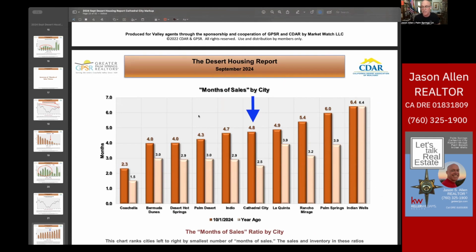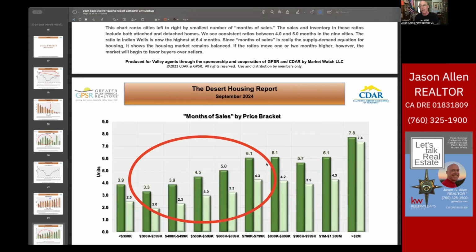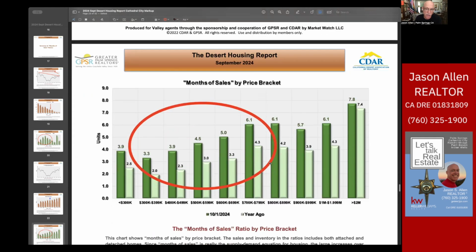And then if we go to months of sales by city, in Cathedral City we have almost 5 months of inventory. A year ago, there was 2.5 months. So you see, this is where I say buyers have more leverage. Sellers have to be more patient. Sellers are often waiting it out. They're going into that 30, 60, 90, 120-day window and getting a number closer to what they want if it's priced appropriately and the market simply hasn't responded.